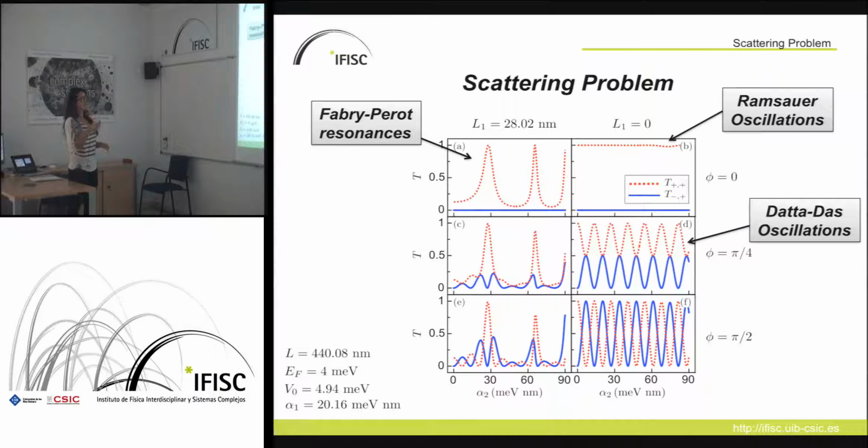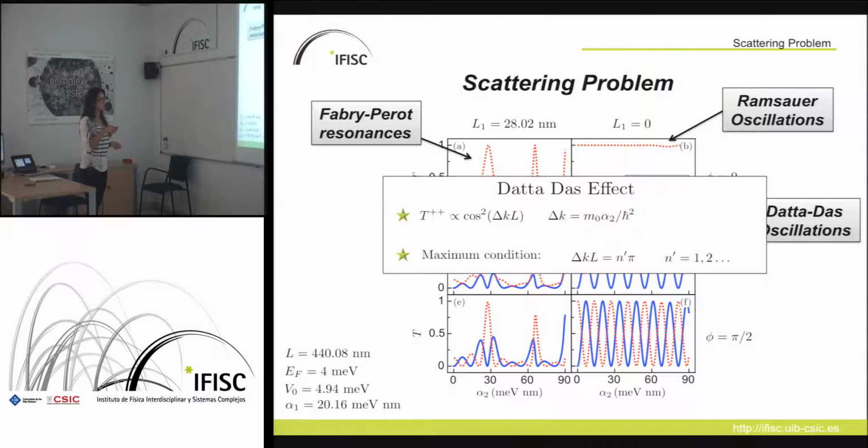We have to see that the origin of these oscillations is completely different from the origin of these resonances. These oscillations are due to the Datta-Das effect, in which the probability transmission, when we don't have QPCs, is proportional to the cosine squared of delta k L, where delta k is the splitting of the bands in momentum, and L is the length of the central region. Then the maximum condition is different.